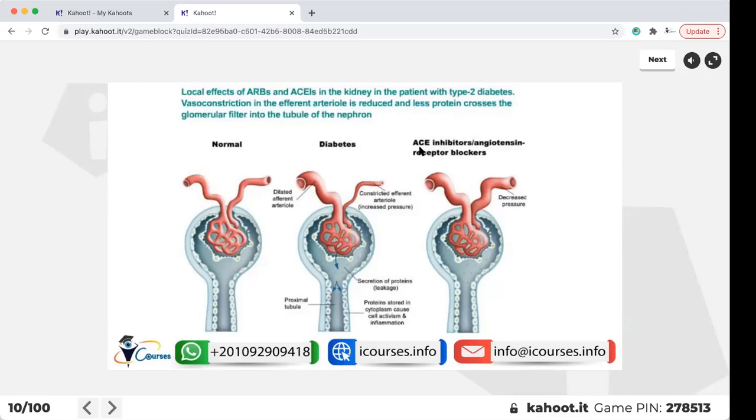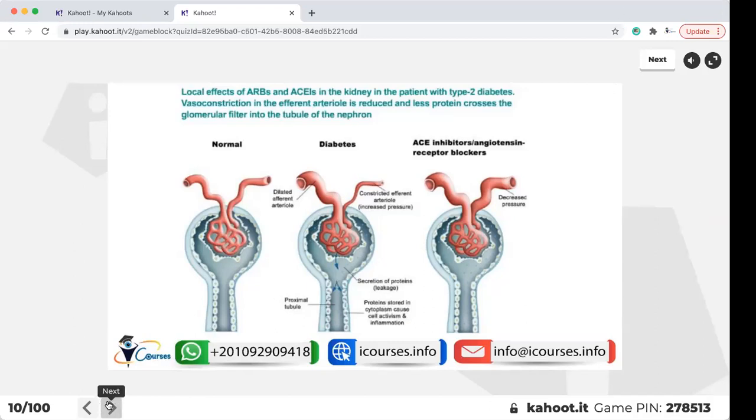What is the role of angiotensin converting enzyme inhibitors like captopril or the angiotensin receptor blockers? They will just decrease the pressure of the efferent arteriole. So this will result in normalization of the pressure within the afferent arteriole, and there will be no more leakage of proteins from the glomeruli. So it will improve the nephropathy. I hope that you now understand the mechanism behind how captopril improves the nephropathy.